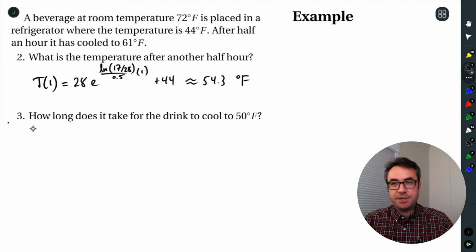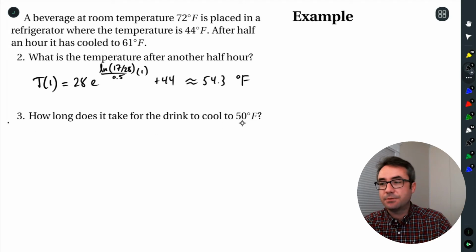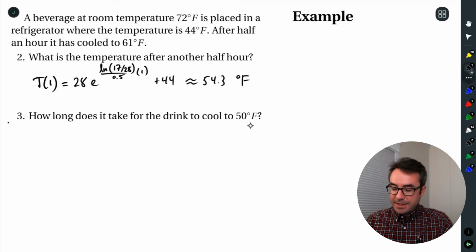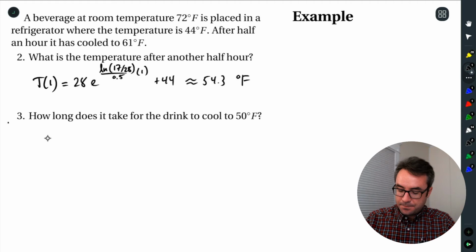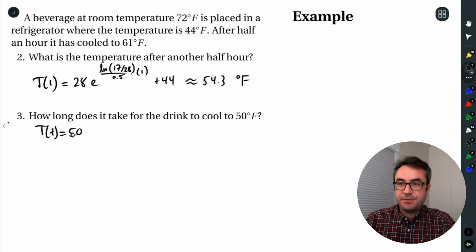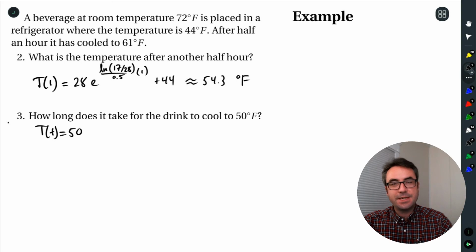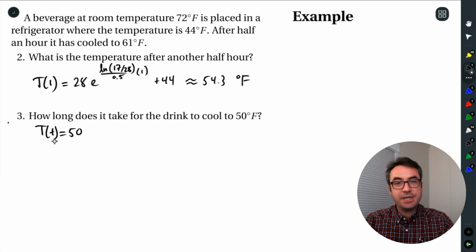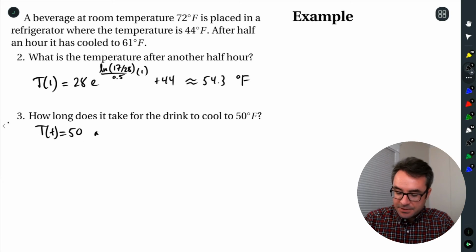And we might be interested in knowing, how long does it take for the drink to cool down to 50 degrees Fahrenheit? So the idea here is we want to know, when is the temperature of our object equal to 50? So we're going to set our temperature function equal to 50 and then solve for t.